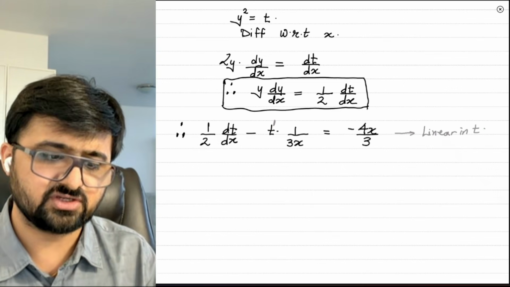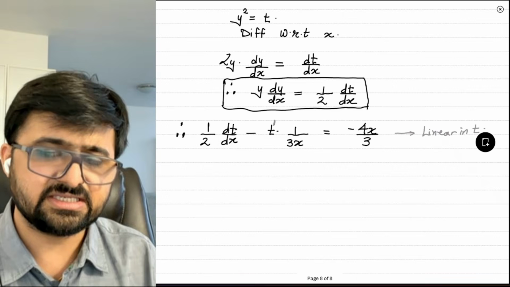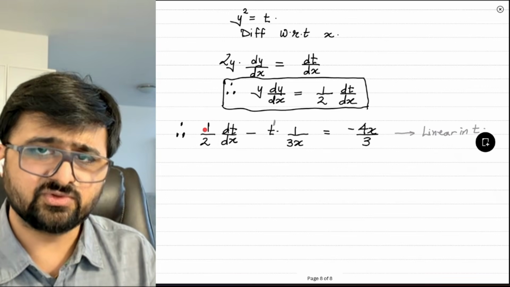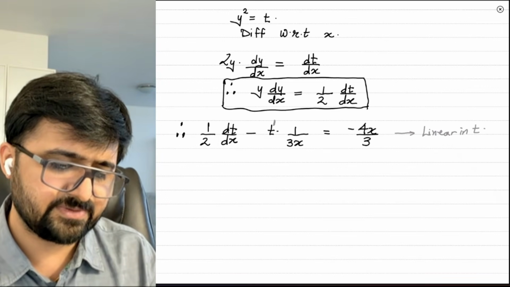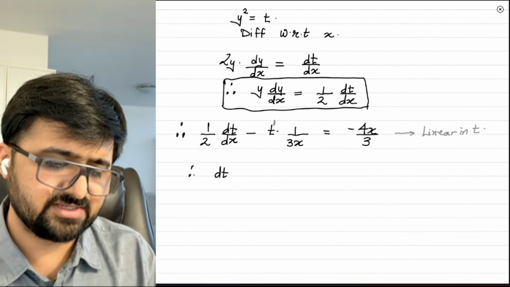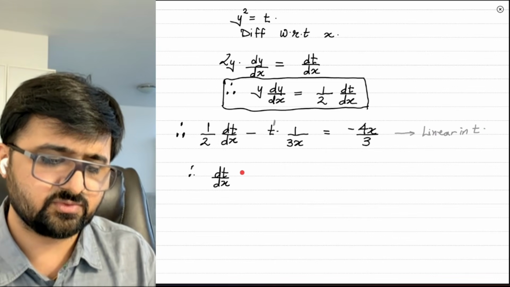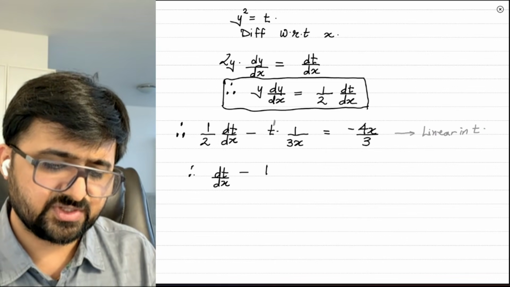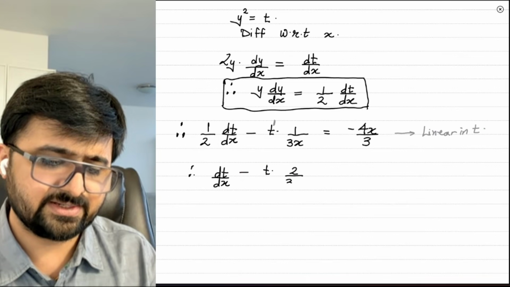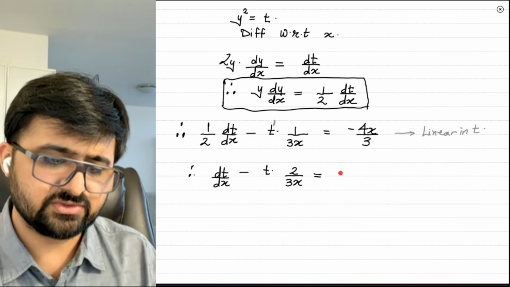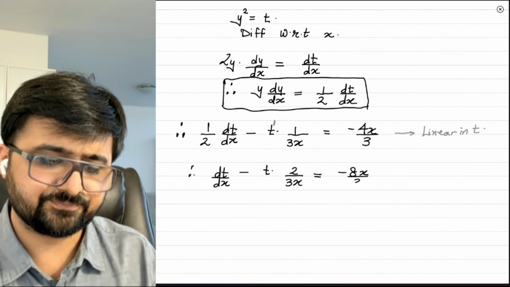Okay, so you can easily solve it by the linear in t concept. Let's remove this half from here, so multiply by 2. Therefore, we have dt by dx minus t into 2 divided by 3x is equal to minus 8x by 3, just multiplying the entire equation by 2.